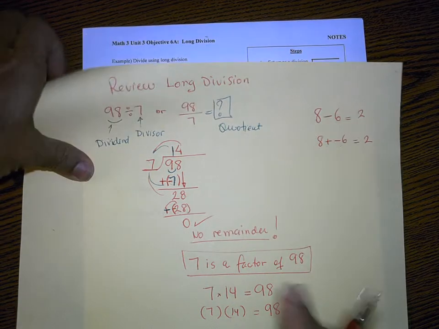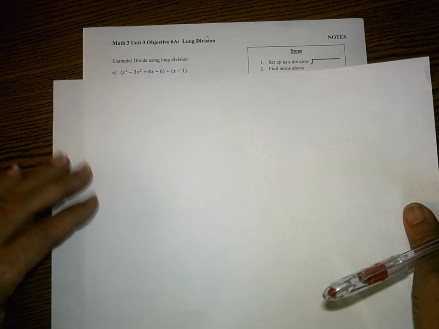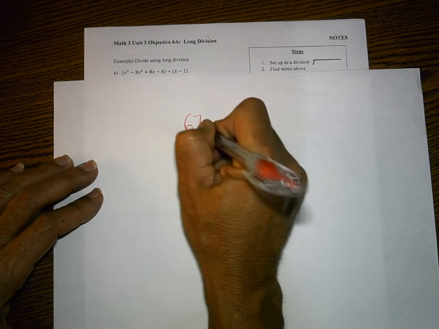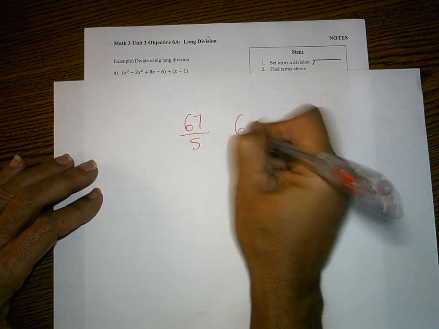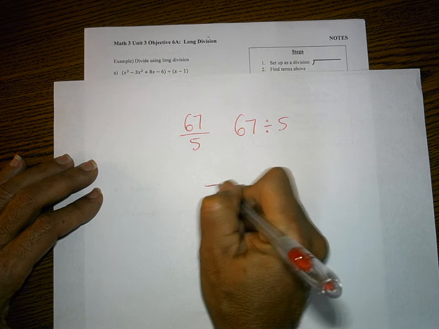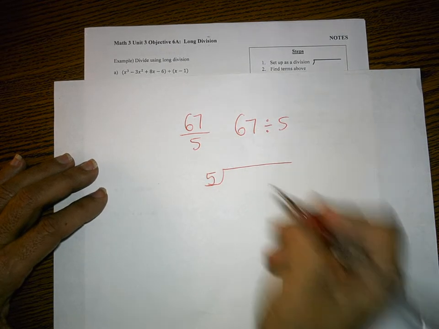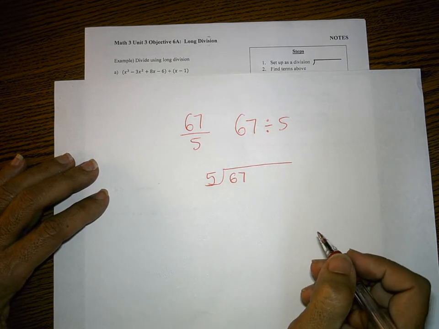So that's just a quick review of dividing with numbers. Let's do it one more time. I want to do when there is a remainder. For example, how about if I have 67 divided by 5? So we set up our little ledge, the division box. So 5 is our divisor. Our 67 is our dividend. And we're going to go ahead and do the division.